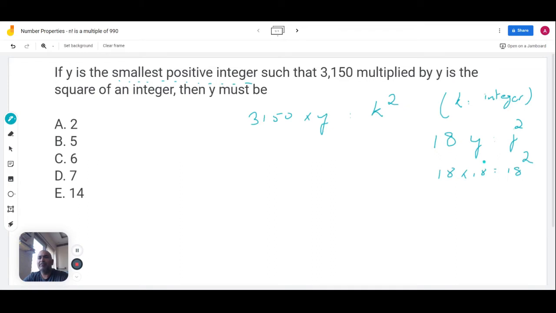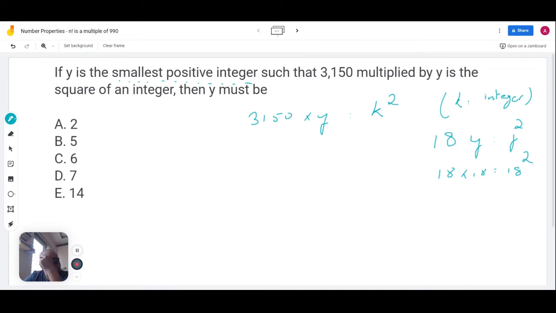Now, how do we figure out what is the smallest number, and how did I know that 18 is not the smallest number? That's the crux of the question. 18 itself is not a perfect square. Otherwise, y would have needed to be 1. But what's the smallest number that I need to multiply 18 with to get a perfect square?